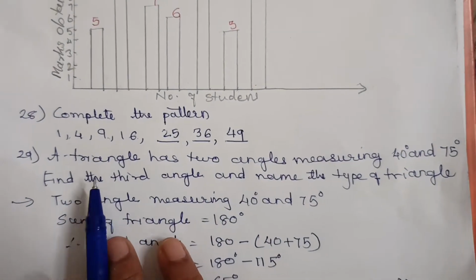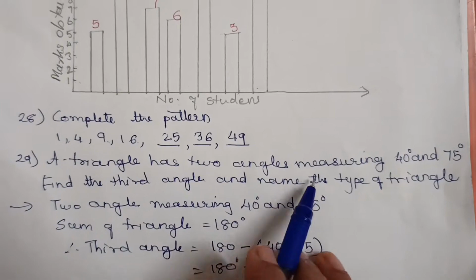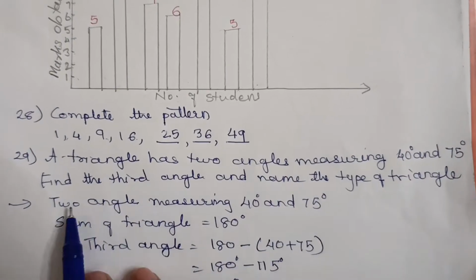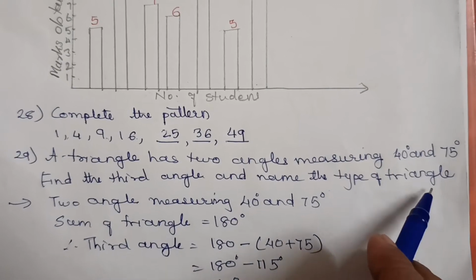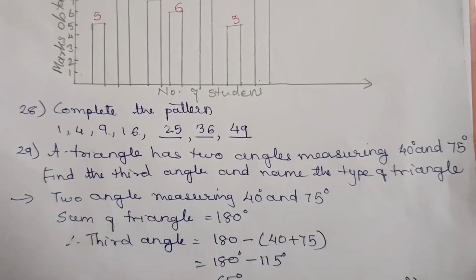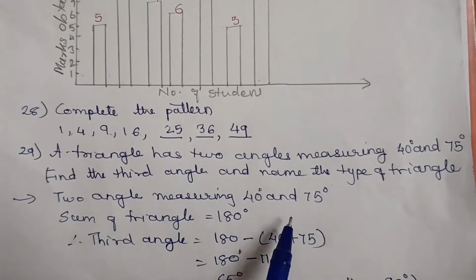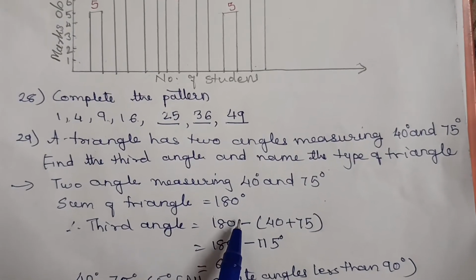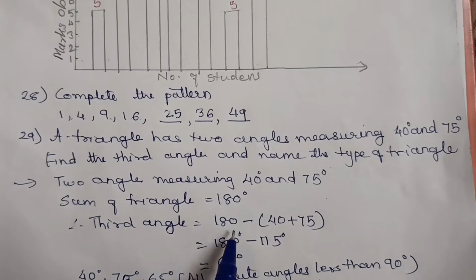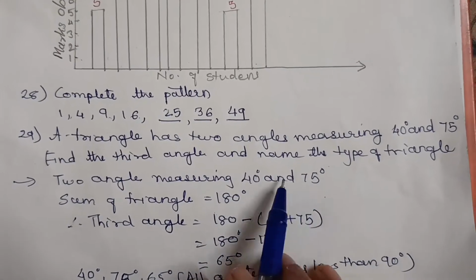Question number 29. A triangle has two angles measuring 40 degree and 75 degree. Find the third angle and name the type of triangle. Two angles measuring 40 degree and 75 degree. Sum of the angles of a triangle, as you know, is 180 degree. So the third angle is 180 minus the sum of these two.